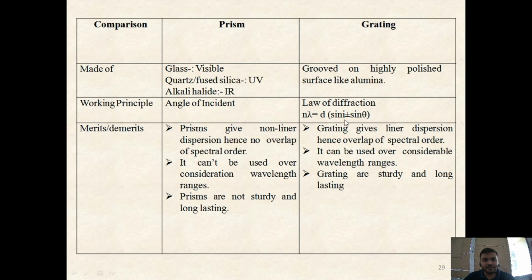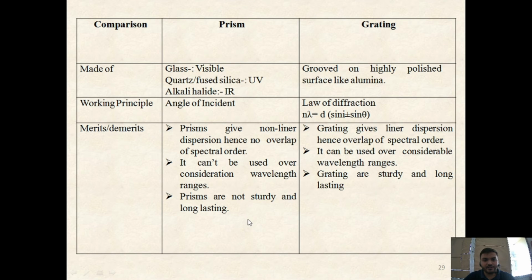Working principle of grating, law of diffraction, that is n lambda is equal to d sin theta. So merits of prism: prisms give non-linear dispersion, hence no overlap of spectral order. It can't be used over considerable wavelength ranges. Prisms are not sturdy and long lasting.